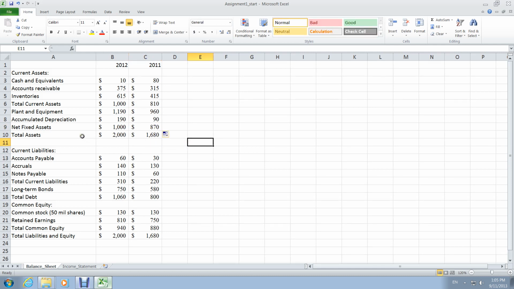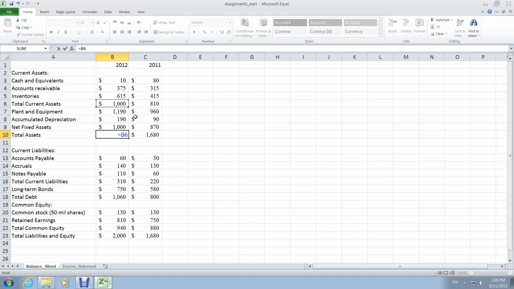Now we have two major categories being calculated: total current assets and fixed assets. So what we do is solve for total assets. The total assets equals total current assets plus net fixed assets. Okay, and then we drag it. So we just finished all the formulas for the assets part.